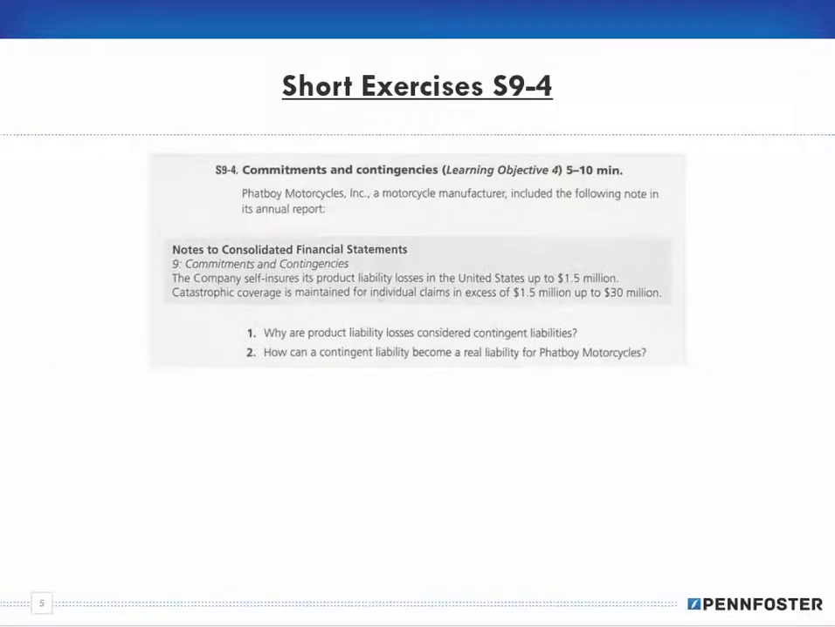So we're picking up with exercise 9-4. This is about commitments and contingencies. Fat Boy Motorcycles, a motorcycle manufacturer, included the following note in its annual report. The company self-insures its product liability losses in the United States up to $1.5 million. Catastrophic coverage is maintained for individual claims in excess of $1.5 million up to $30 million. So why are product liability losses considered contingent liabilities?